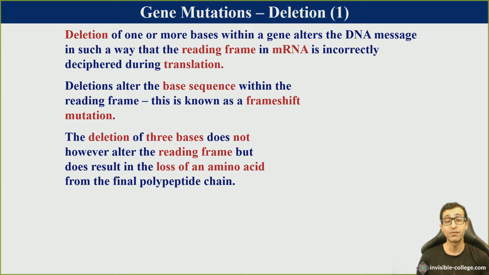And of course the reason for this is that the genetic code is constructed in triplets of base pairs. So if you remove a triplet, you are in effect removing the code which codes for a single amino acid in that chain.